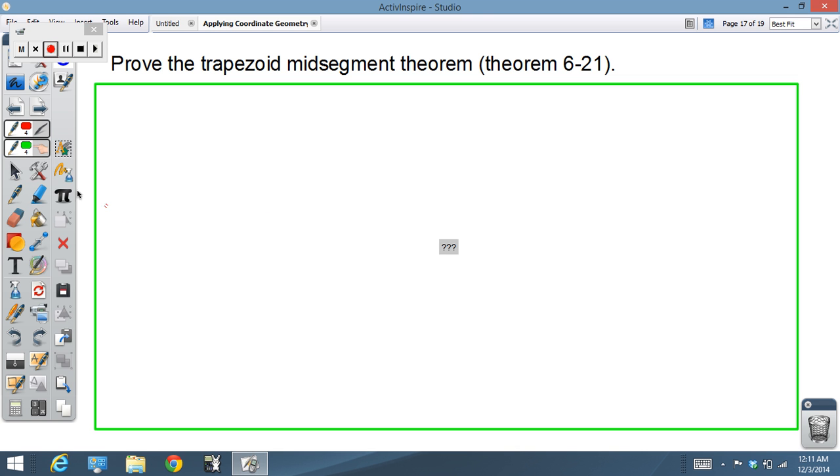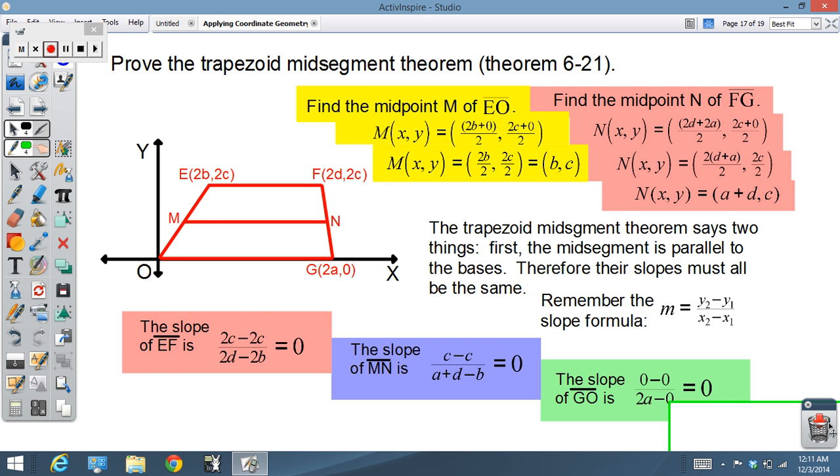Finally, one more. Trapezoid midsegment theorem. We're going to prove both parts of it. Okay? This one's a little more complicated. So I say lay out a trapezoid just in general. Pick 2A for my point G, origin for another vertex, 2B, 2C, and then 2D, 2C. And again, these can match because they're equally high, right? Because the trapezoid has to have parallel sides. All right? So that's the way I want to specify my variables.